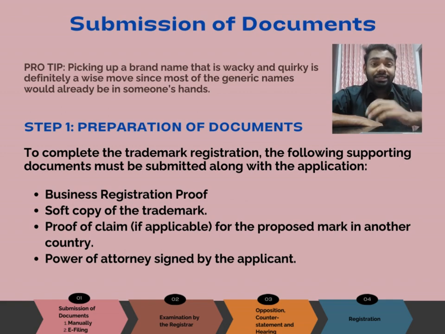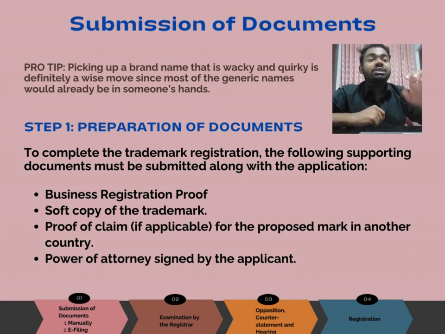Before I move on to the first step, the basic or the smart move that you can make before moving on to the registration process is getting the most random word or a made up word for your trademark, which is not generic in nature, because the possibility of that getting registered is higher than a generic word. Okay, so moving on to the registration part of it, the first step is submission of documents.